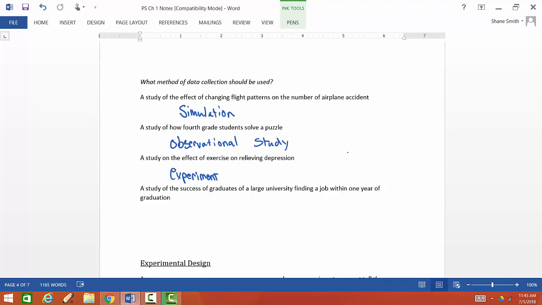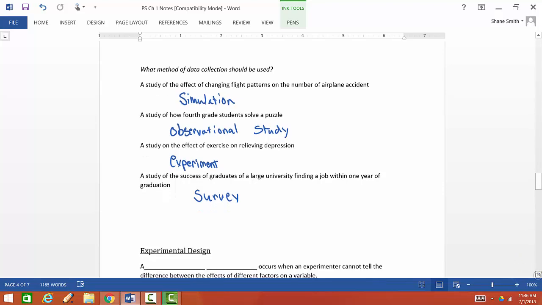And then the last one is the success of graduates of a large university finding a job within a year of graduation. It's probably just easiest to ask them, right? Do a survey. You can't really observe this, because unless you're going to stalk the people for a year after graduation, probably the fastest way is just to call them up and see if they answer, or actually ask them a question in person if you can, although that would take a lot of resources.